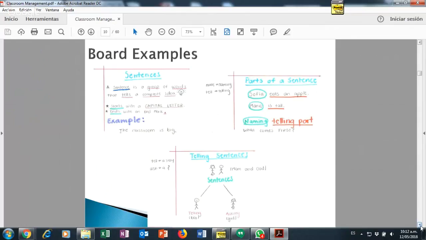And then this one does another type of board use, parts of a sentence, and then here, this teacher puts name plus naming, tell plus telling. Okay, so uses the side of the board to provide additional information. This is another one, the same use as this one, telling sentences, tell a story, ask a friend, your dad or your mom.